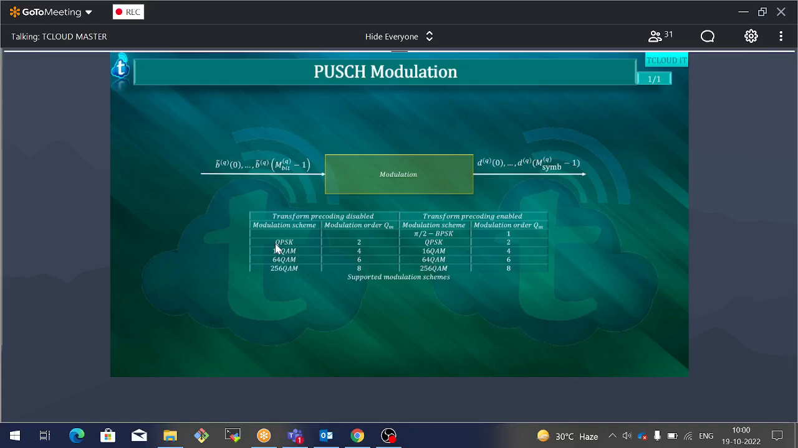So when the mobile has reported its capabilities, the network takes that into consideration. On the basis of that, it would be configuring the required modulation, and also based on the network conditions.